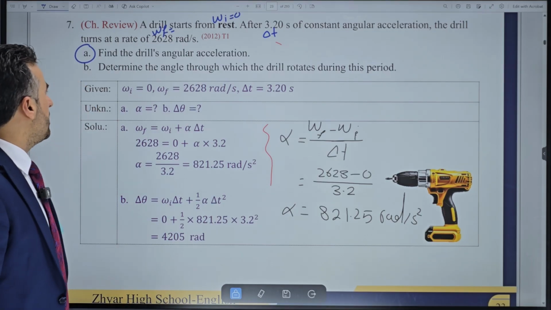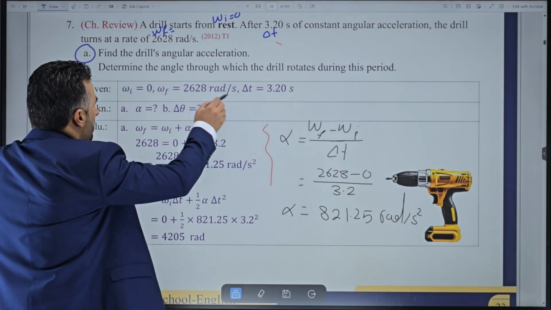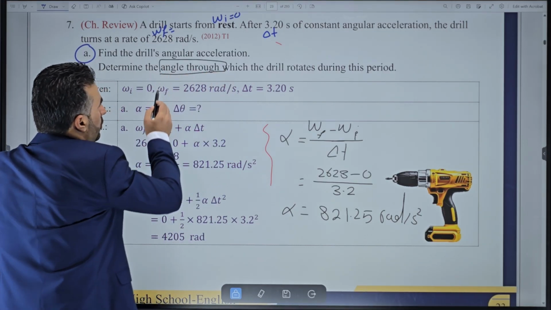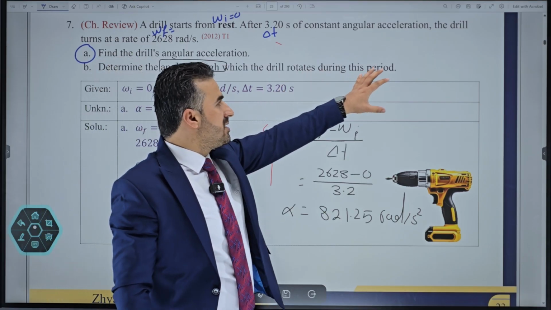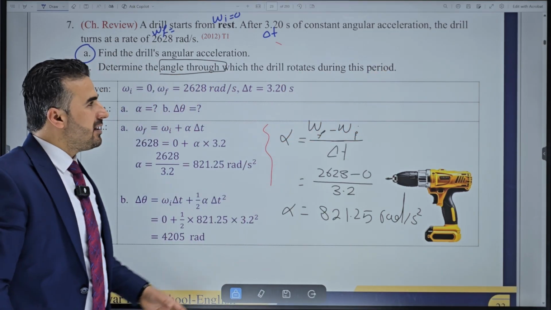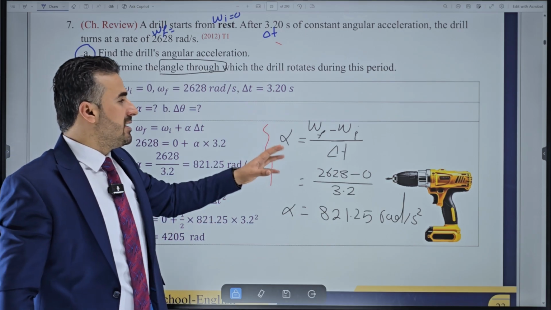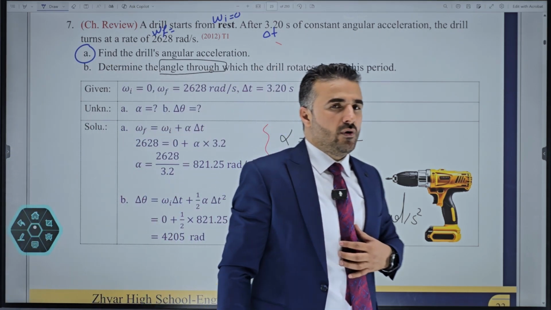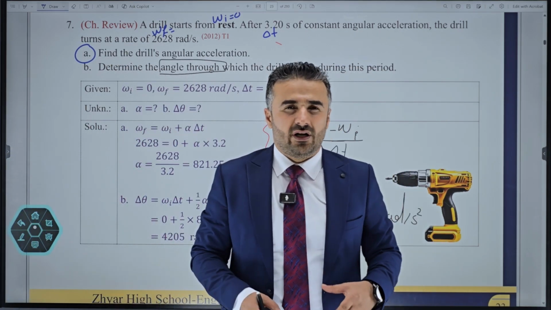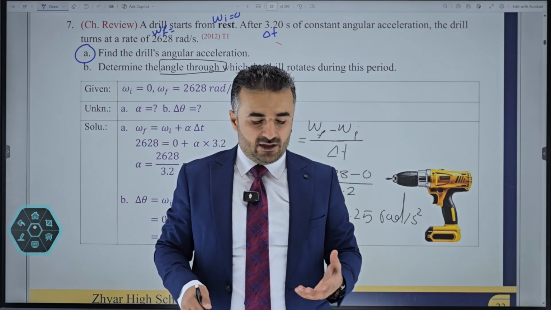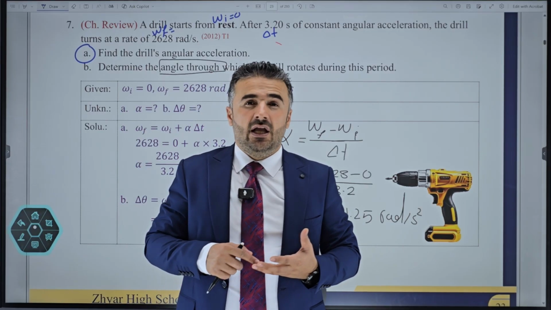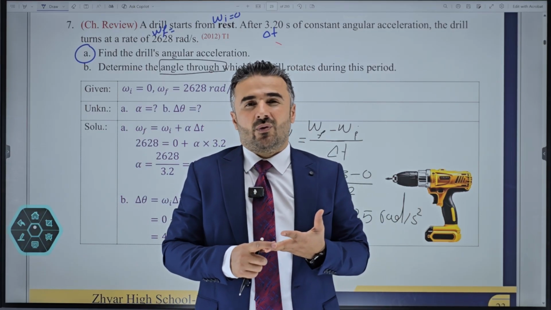What about the second part of the question? It says, determine the angle through which the drill rotates during this period. So how do you find the angle that this drill rotates through in this period? You might wonder, should I find the angle in degrees, in revs, or just in radian?